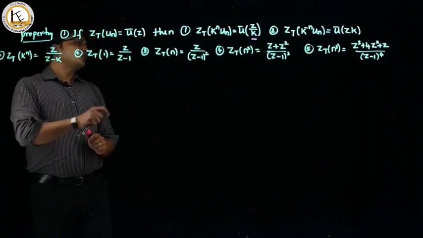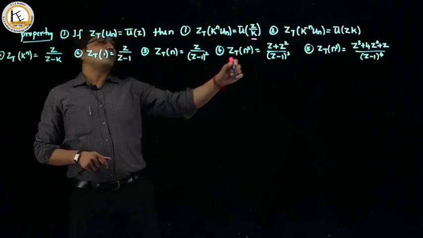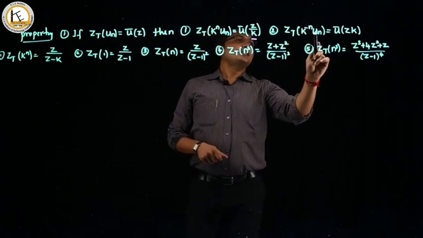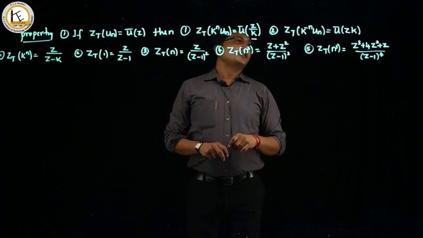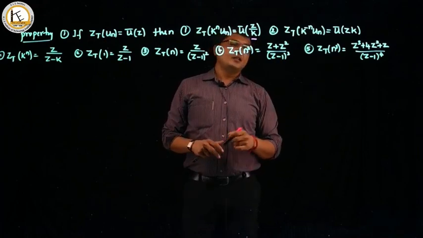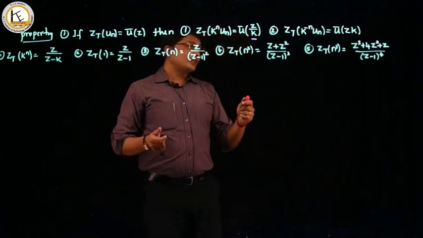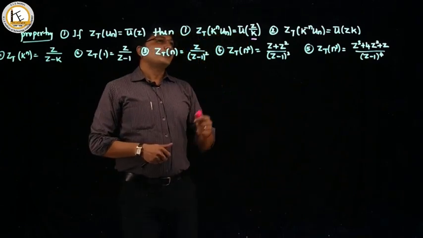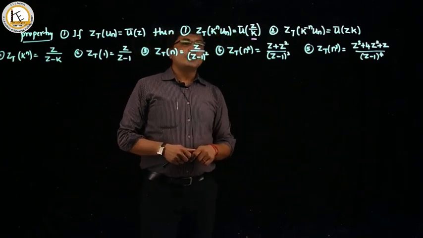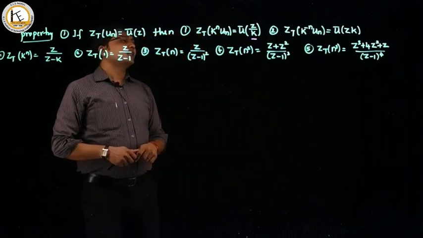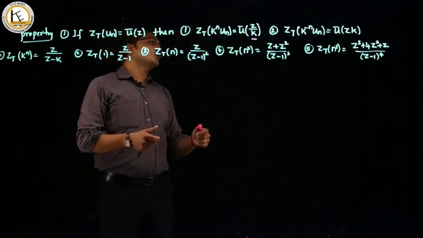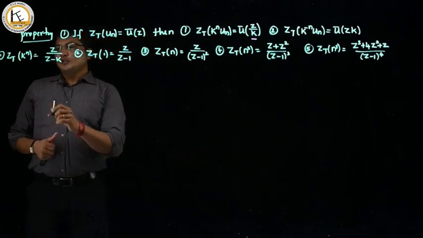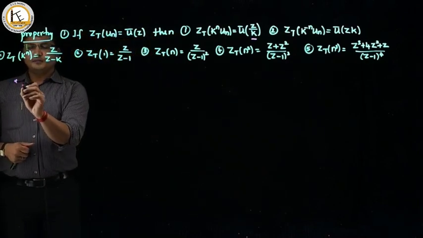Now we will solve some problems on the property 2, that is z transform of k raised to minus n into un will be u bar of zk. Obviously solving the problems by using this property will be very easy compared to the previous property. So z transform of k raised to minus n into un is given by u bar of z by k. So let us take the problem.